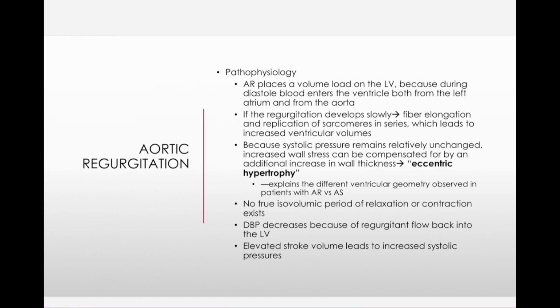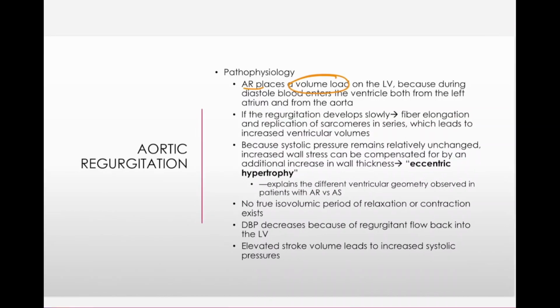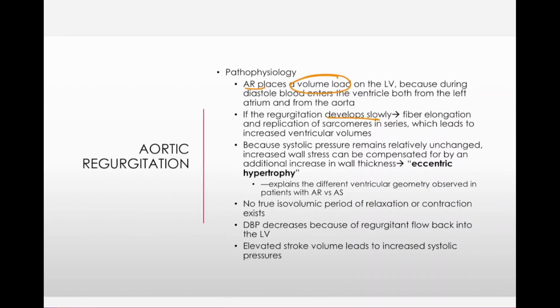Okay, so with regurg, there's a large volume load on the left ventricle, because during diastole, blood is filling from the mitral, from the atria, and the runoff from that leaky valve. So during diastole, the heart is getting filled from two spots, not just one. If the regurgitation develops slowly, we get fiber elongation, sarcomeres get longer, and we get increased ventricular volumes. So the end diastolic volume is going to be bigger because we're getting filled from both sides.